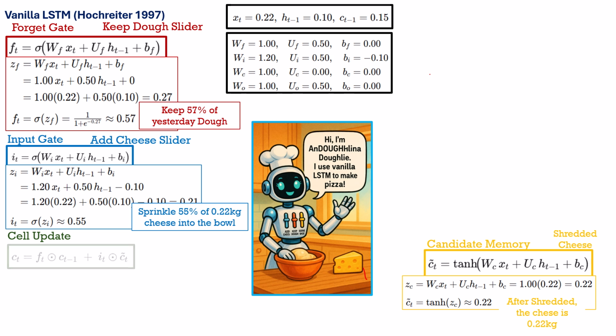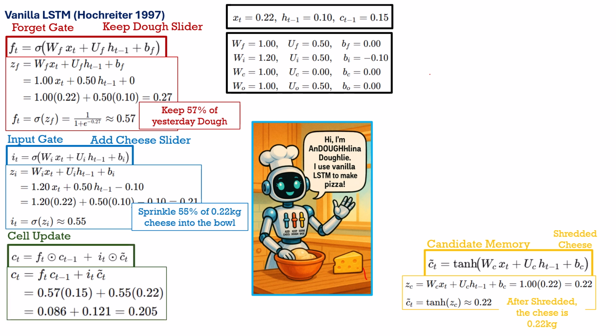Next, cell update in here is the kneading bowl. Okay, based on this formula, after the process of kneading and everything, the weight of the dough becomes 0.205 kilogram. Okay, however, this result of kneading will not be used entirely.